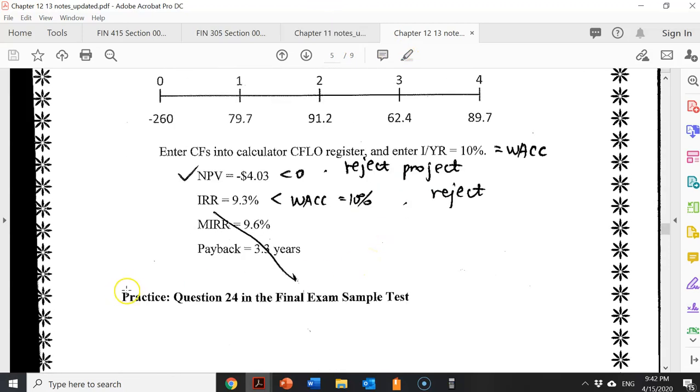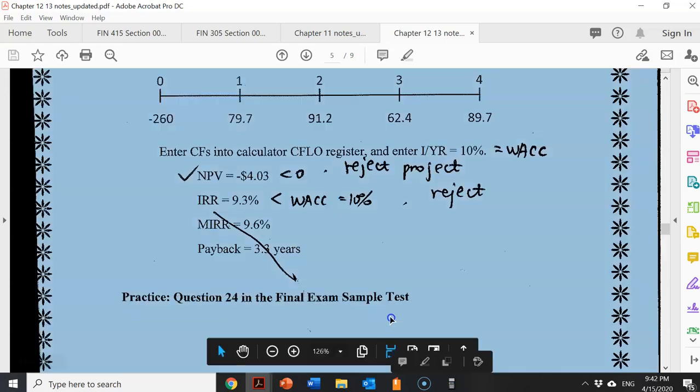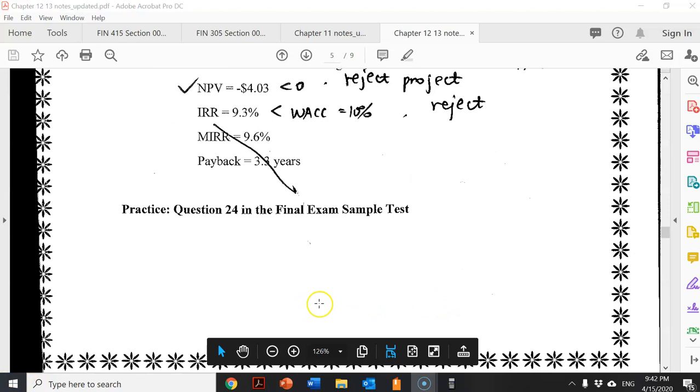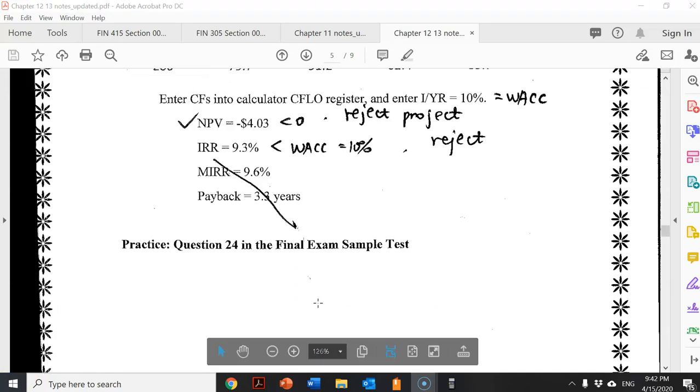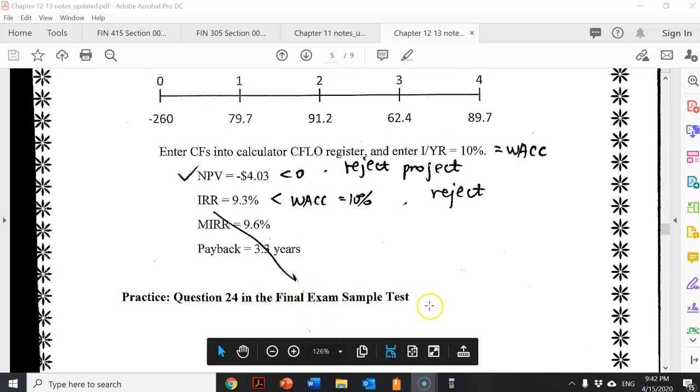So we don't have question 24 in the final exam sample test anymore. In both our final exam sample test and our final exam, we only have 15 questions. So let's ignore these statements here.